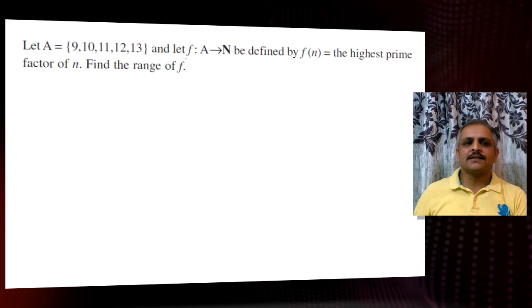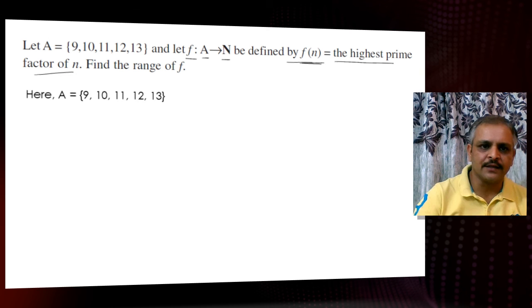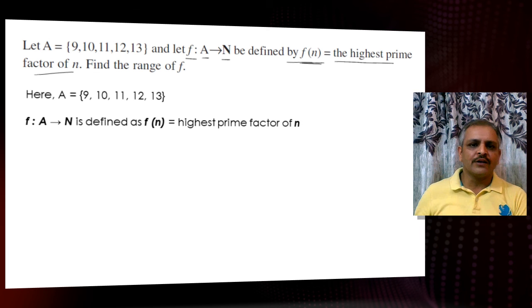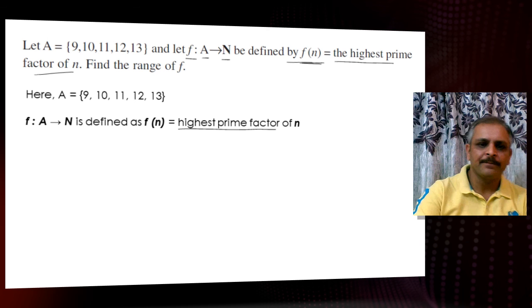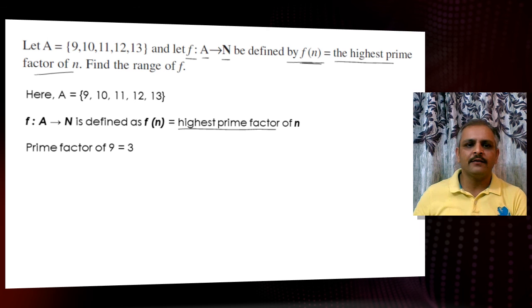Our next sum: set A is equal to 9, 10, 11, 12 and 13, and the function's domain is set A and codomain is the natural numbers. And what is the function? It is defined as f(n) is equal to the highest prime factor of n. So let's check that. So here A is equal to this. Let's find out the prime factor of 9. So the highest prime factor will be 3.